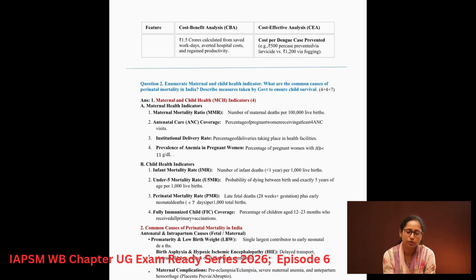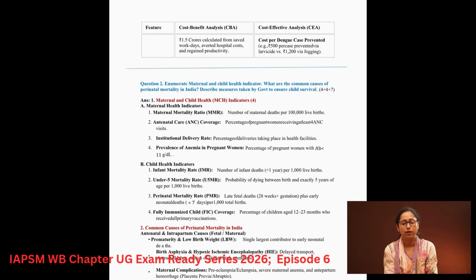Now, coming to the next question, that is question number 2. Enumerate maternal and child health indicators. What are the common causes of perinatal mortality in India? Describe measures taken by government to ensure child survival. Now, talking about the first part, that is the maternal and child health indicators. Enumerate means you need to mention the names mainly, right.